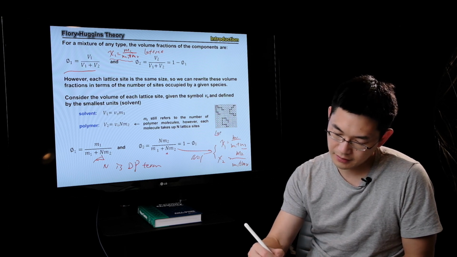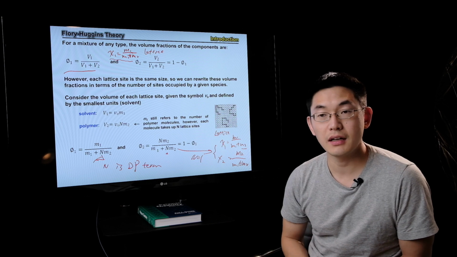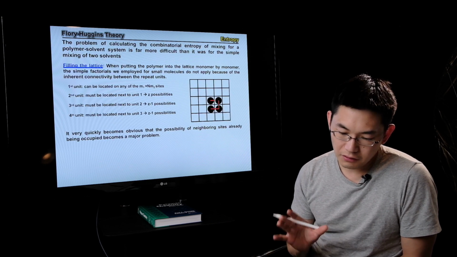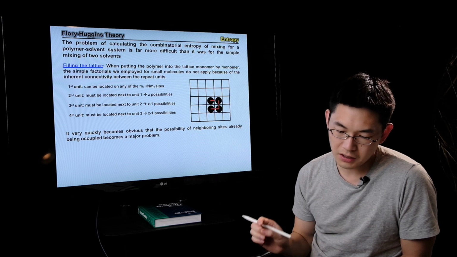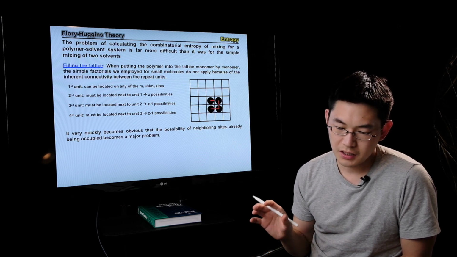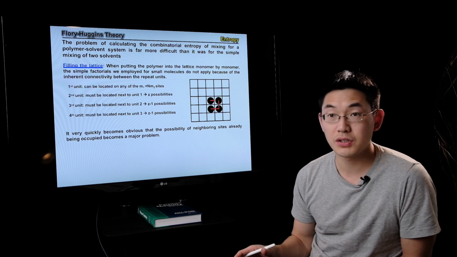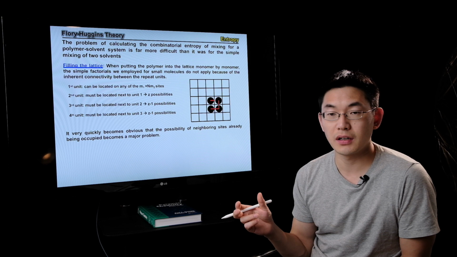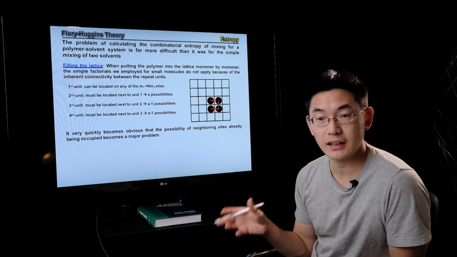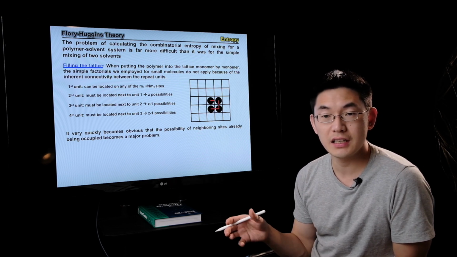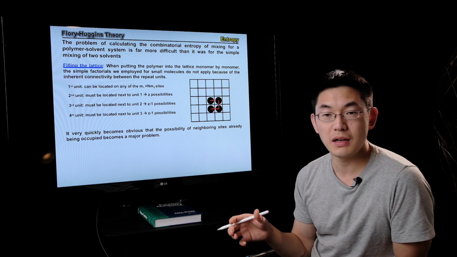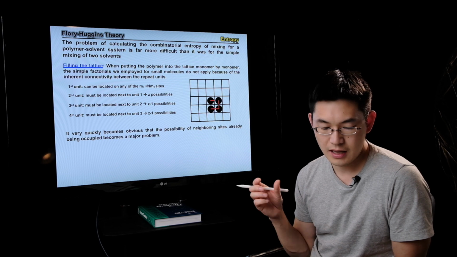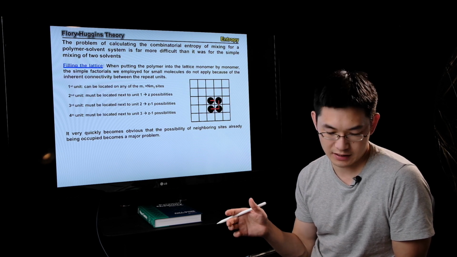Okay, quite straightforward, right, everybody? Now, in Flory-Huggins, the entropy of mixing for a polymer system is more difficult than for a simple mixture of two solvents. As you can see, the complexity comes from the fact that a polymer chain is connected, and the connectivity has a major impact on what we find here, and I'll explain more about how connectivity impacts our finding.